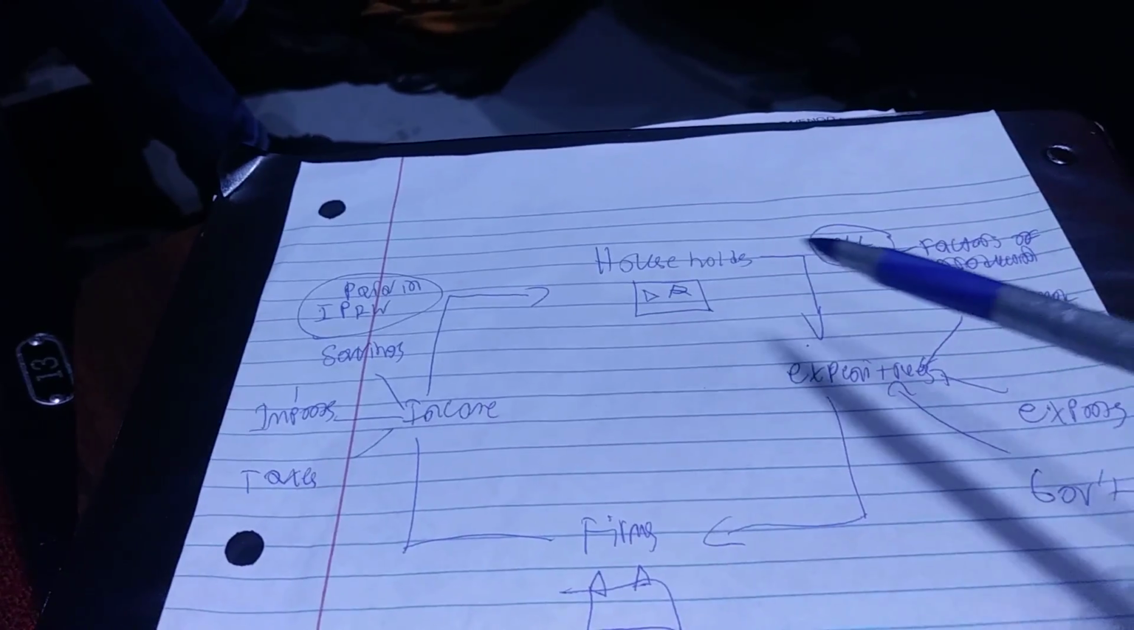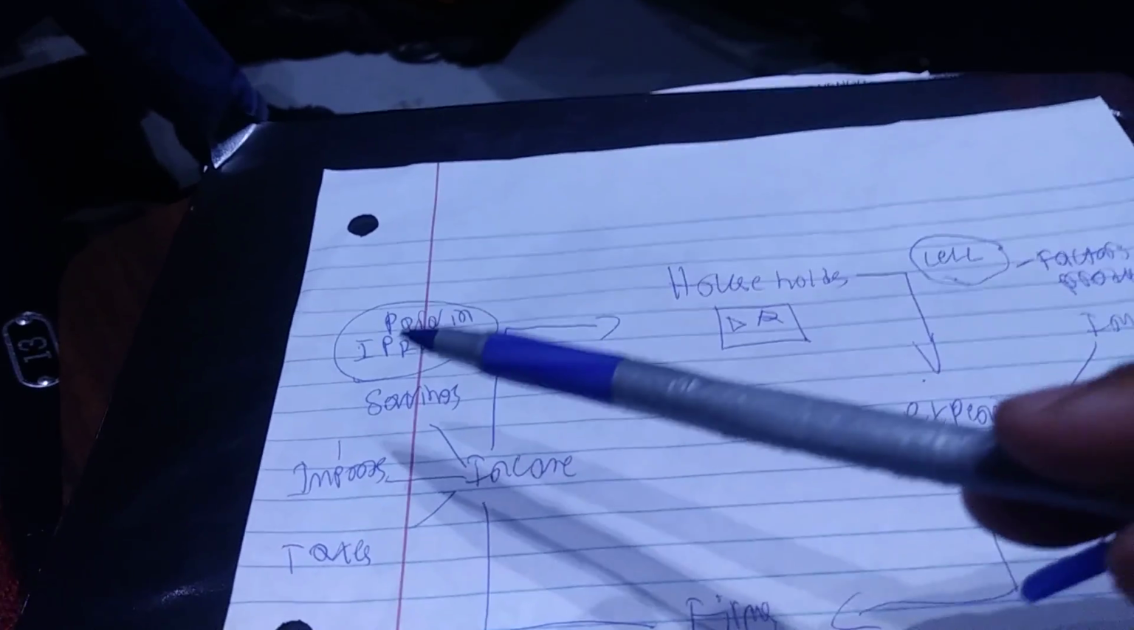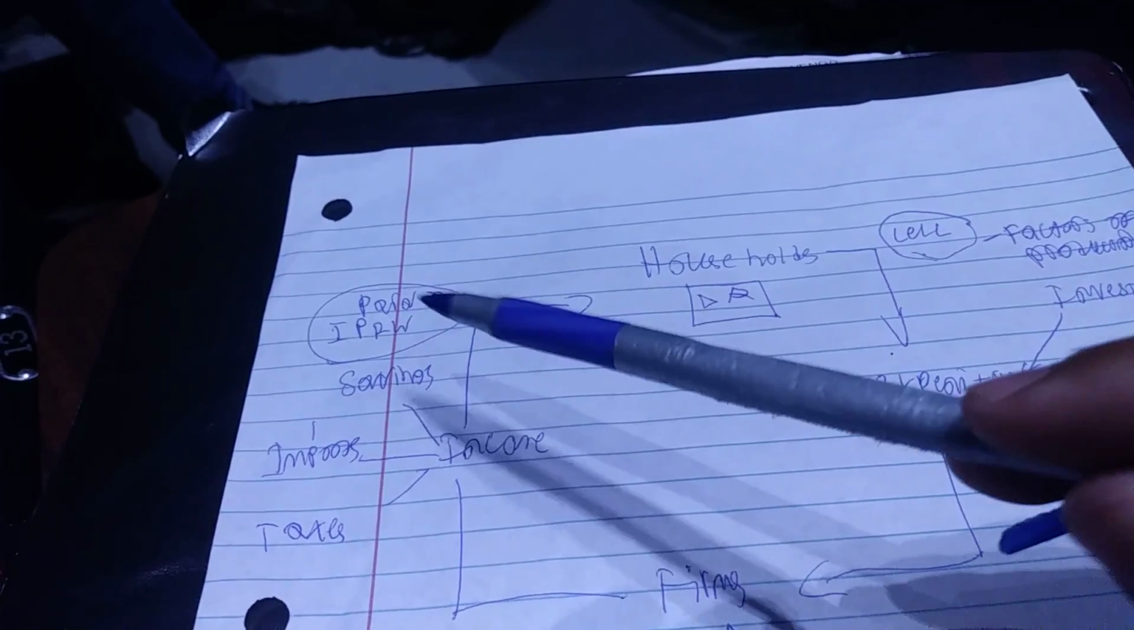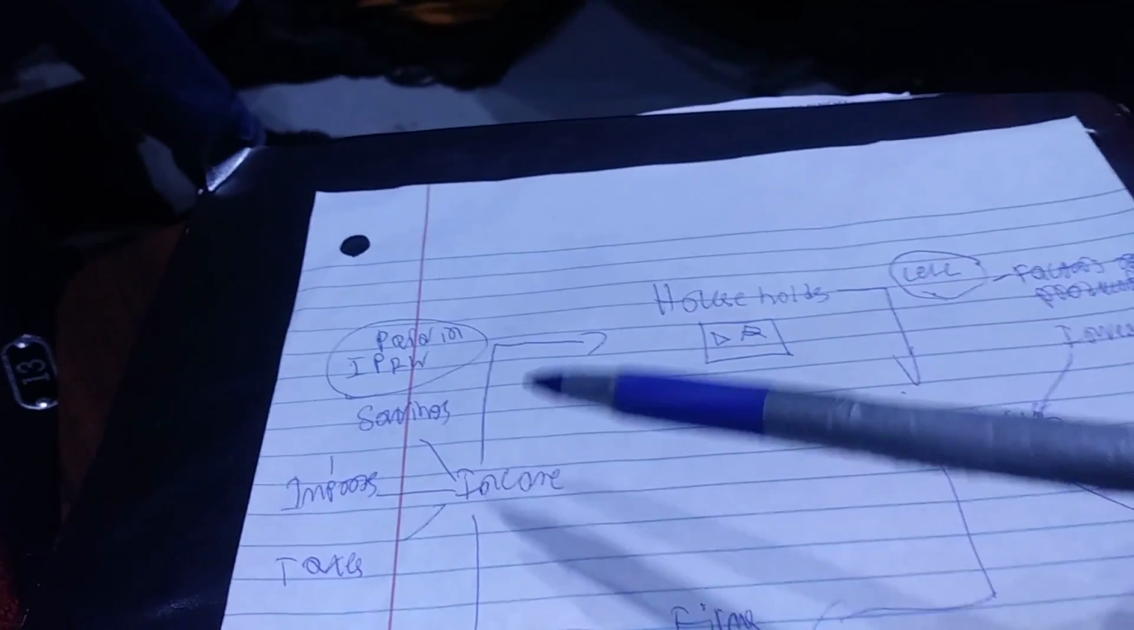And now, the way that the factors of production are paid is through the product market, in the form of interest for capital, profits for entrepreneurship, rent for land, and wages for labor. So you have to remember that.